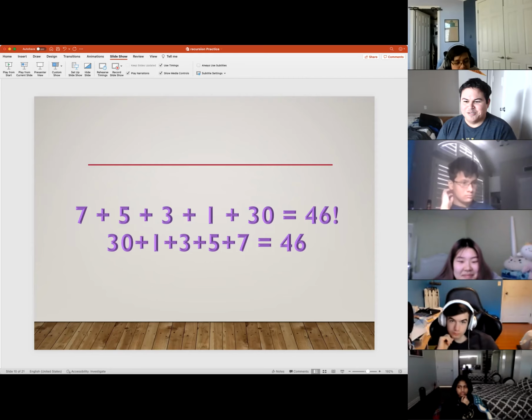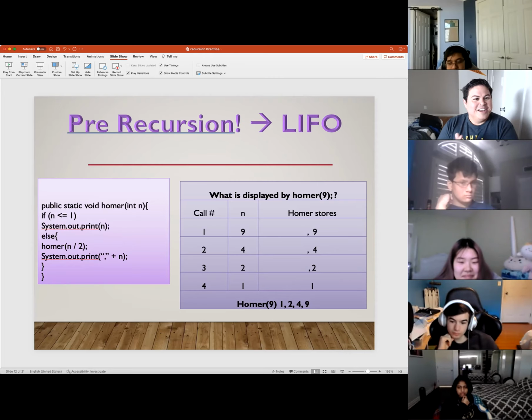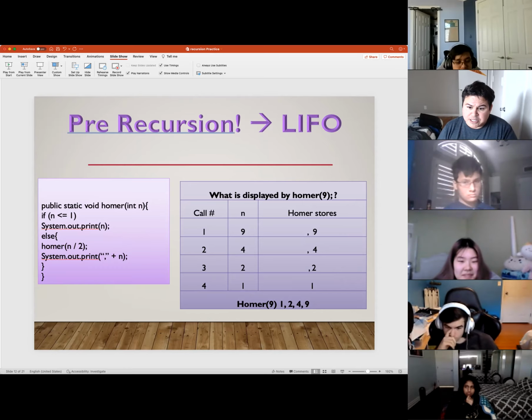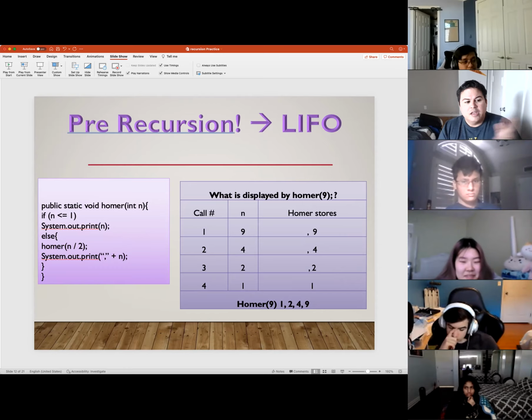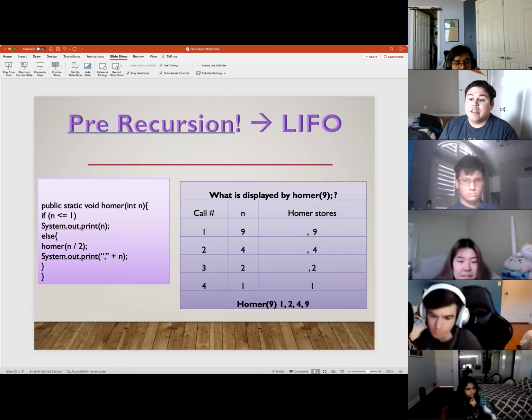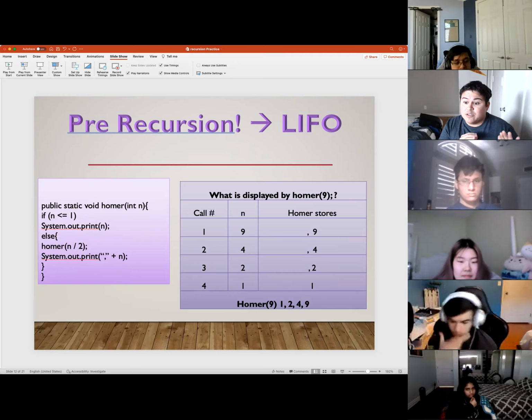Okay, now, okay, let's go. All right, so here we go. Pre-recursion LIFO, all right? Public static void Homer, int n. Let's take a look at this, okay? Pre-recursion. So everything that we have been talking about is pre-recursion, okay? If n is less than or equal to 1, System.out.println(n). Else, Homer(n / 2). System.out.println("," + n). Okay, now that is still stored.